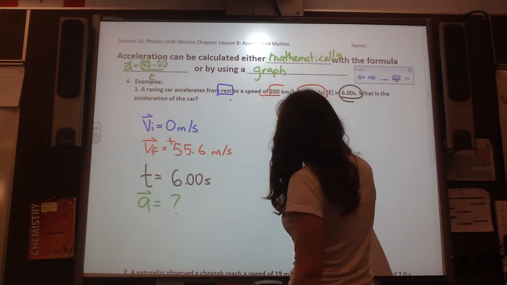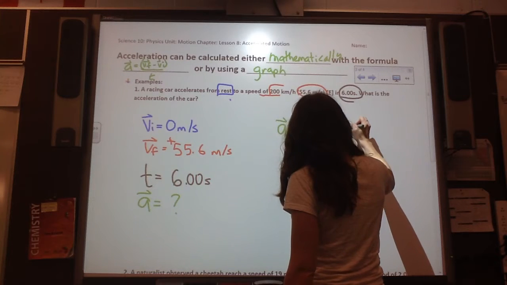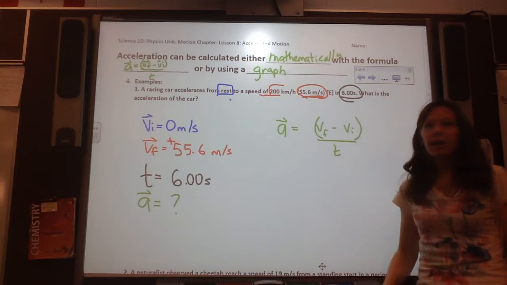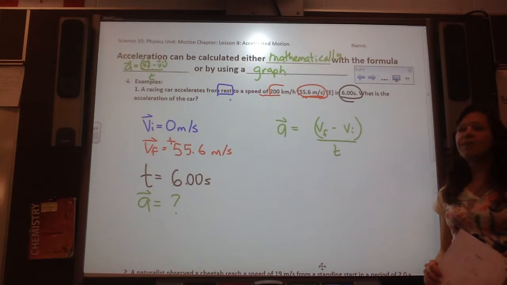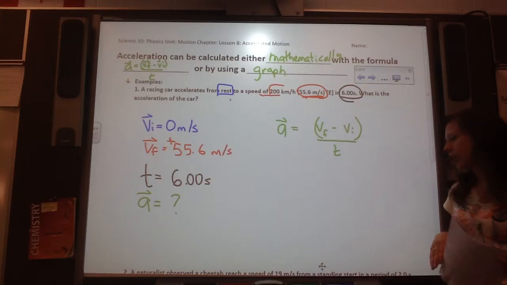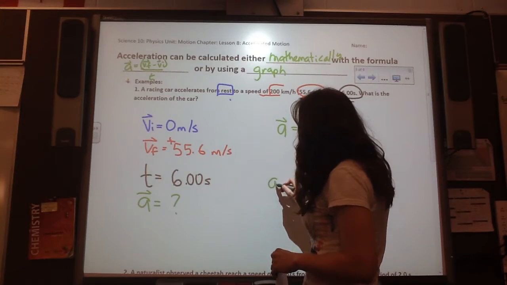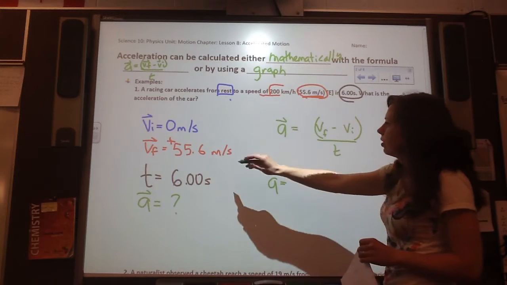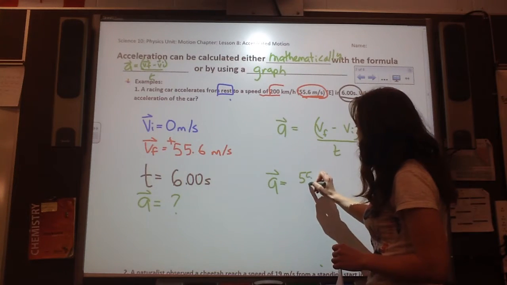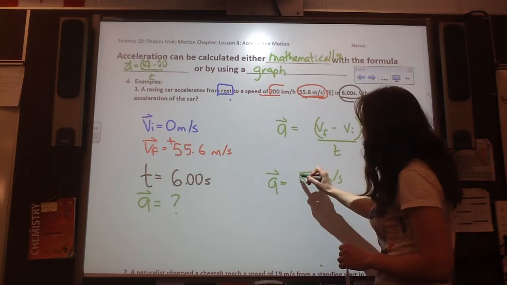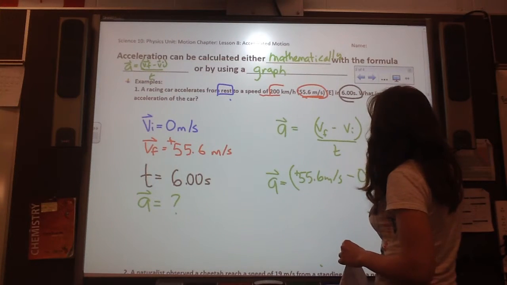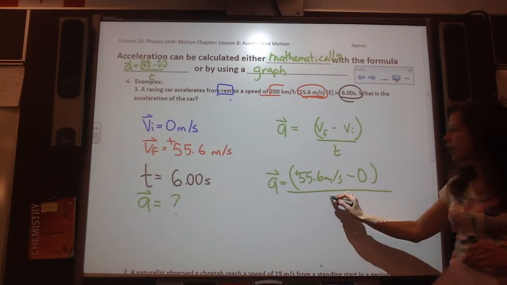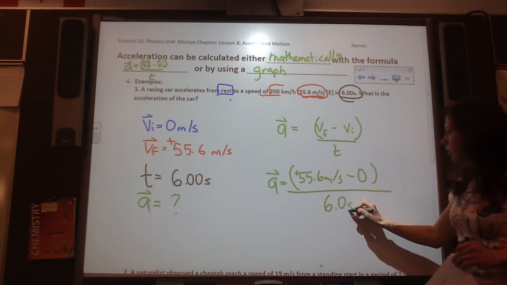So now you make your formula that will put them all together. A is equal to VF minus VI divided by T. Now we just plug in what we put over there. So VF is 55.6 meters per second, and it's a positive, minus 0. It's kind of redundant to write it in, but we'll just write it in for now. Divided by 6.0 seconds.